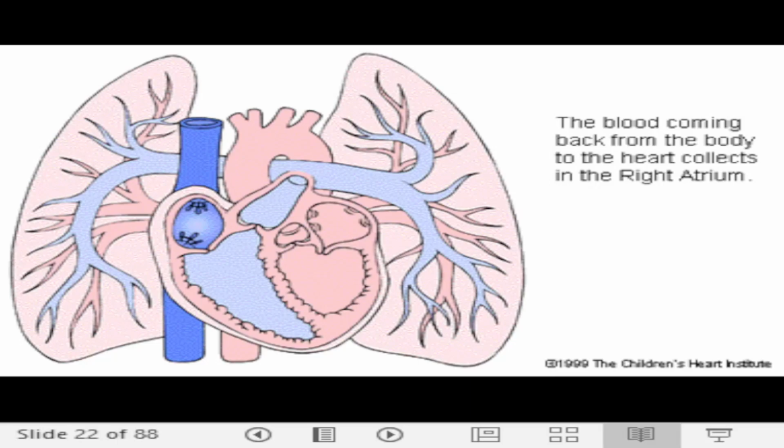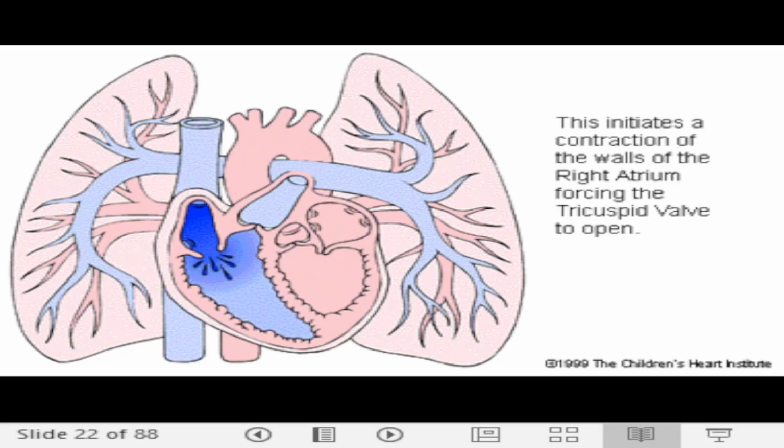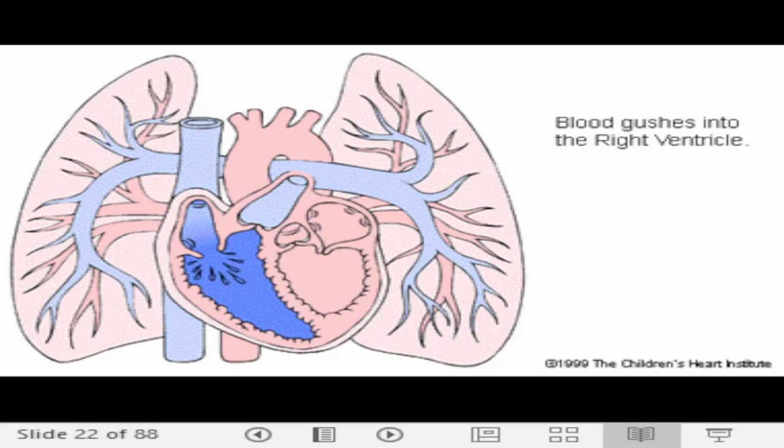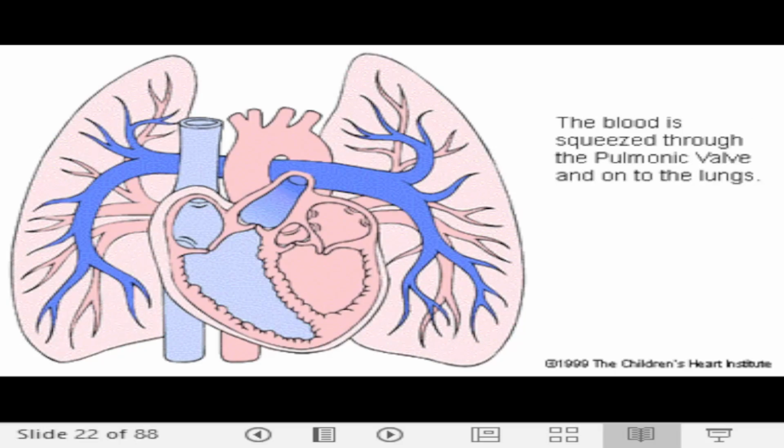Then the blood enters the right atrium. Then the tricuspid valve opens. Then the blood enters the right ventricle. So the blood gushes now into the right ventricle. The right ventricle contracts. Then the pulmonic valve opens. Then the blood goes through the pulmonary artery leading to the lungs.